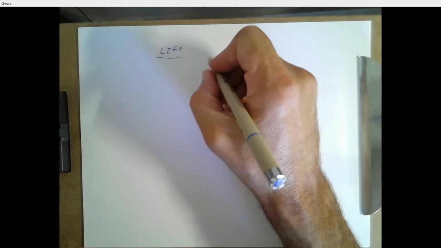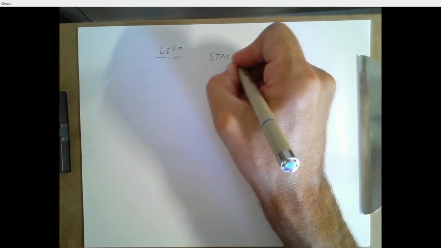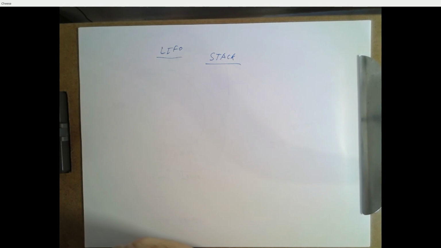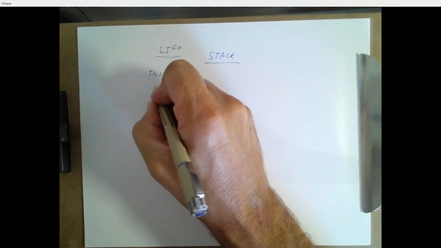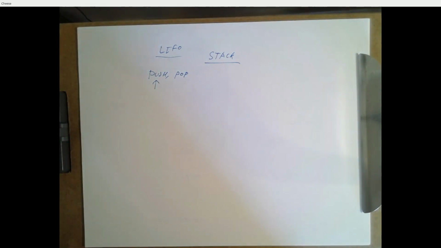So the way we implement this is to use a data structure called a stack. And a stack basically has two operations, push and pop. So pushing onto a stack means I want you to remember something. And popping from a stack means tell me what it is that you asked me to remember most recently.